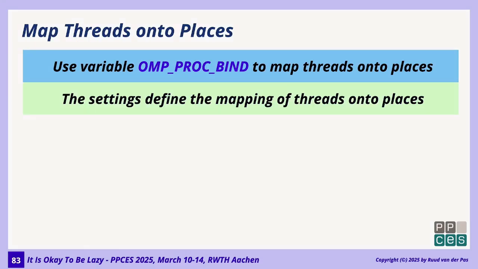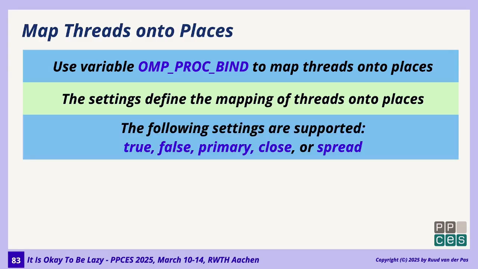Proc bind, again, you define the mapping. You've got 5 choices. You can enable it, true. I don't know what happens then. I don't like that kind of implementation-defined behavior. You can disable it. Yeah, sure, why would you care? So in practice, what you use is one of these 3. When you go that way, primary means that you want the threads to be close to each other where the main thread is running.